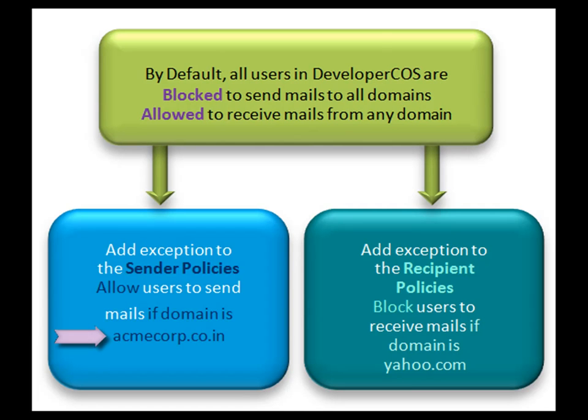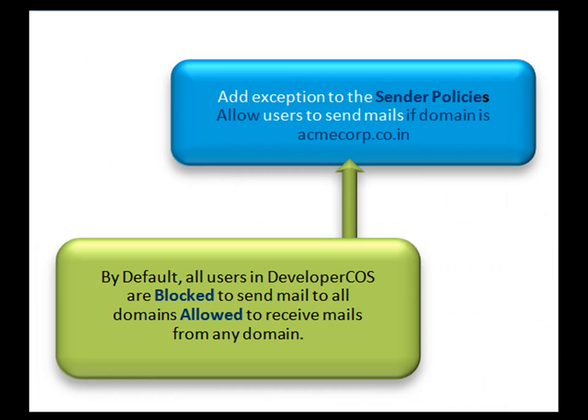For example, here acomcorp.co.in is a domain with developer costs in it. The default action for sender policies for all users in developer costs is block. It means by default these users are blocked to send mails to all the domains. The default action for recipient policies for all users in this cost is allow. It means by default these users are allowed to receive mails from any domain.